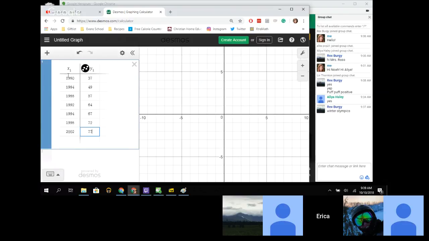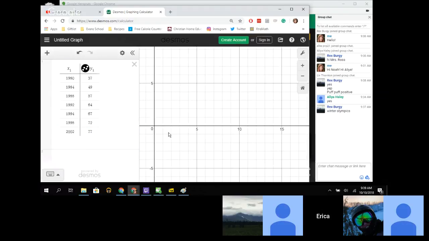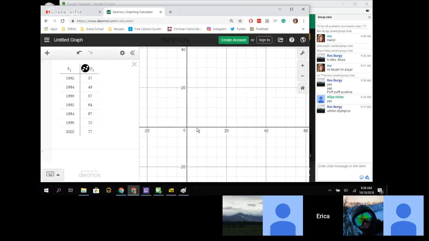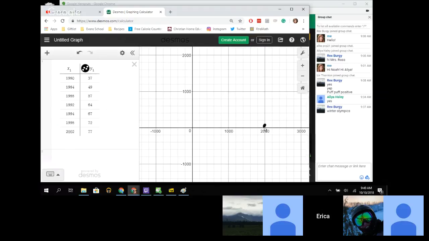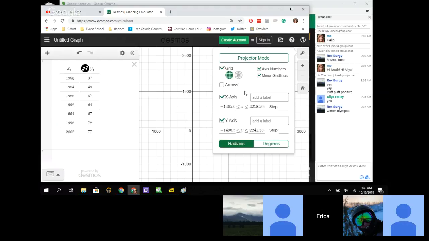The problem is that our X values are in the 1900s and we're going from 0 to 10. So one option is to zoom way out, right? You can do that. Oh, there's my data over there. All right. Or you can change your table or your data range to reflect what's in your table. So how you do that on Desmos is you go into your settings, and you can see here the x-axis right now is shown from negative 1400 to positive 3200. Well, I only have my data from 1980 to 2002.